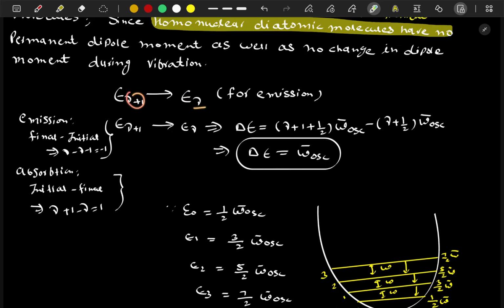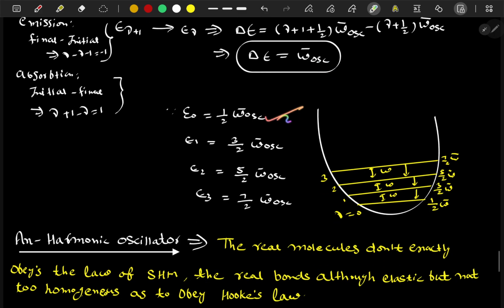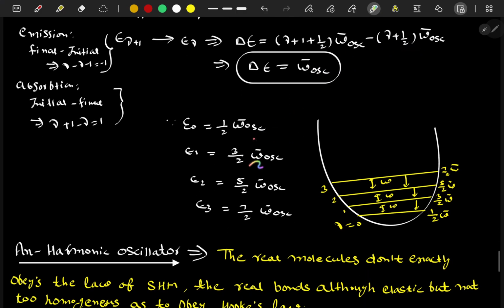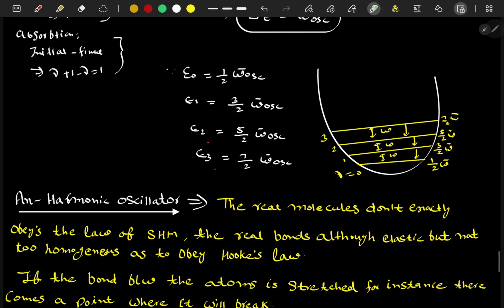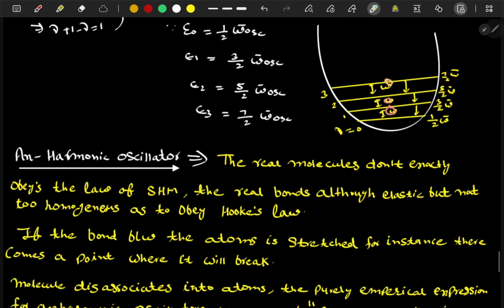So this is for emission. Delta E equals the same formula, (μ plus 1 by 2) omega, and just put μ plus 1 here, and you calculate delta E. The energy difference is simply the frequency of oscillation. So for 0.5 omega, 3 by 2 omega for 1, 2 and 3. You can see here the gap between two successive energy levels is omega, same as SHO.